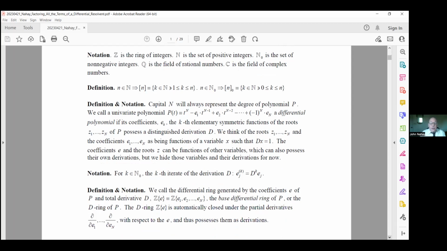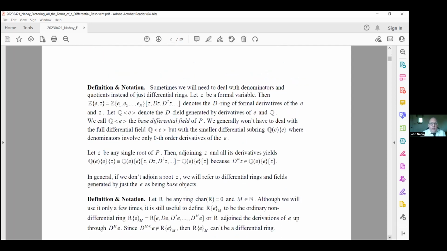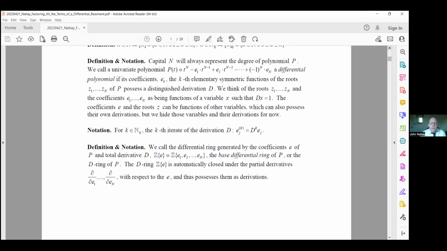The coefficients e and the roots z, and I just write e and z to represent all the coefficients, and z to represent any one of the roots, can be functions of other variables, which can also possess their own derivations, but we hide those variables and derivations for now. So for non-negative k, the kth iterate of the derivation D is denoted with a superscript k in parentheses.